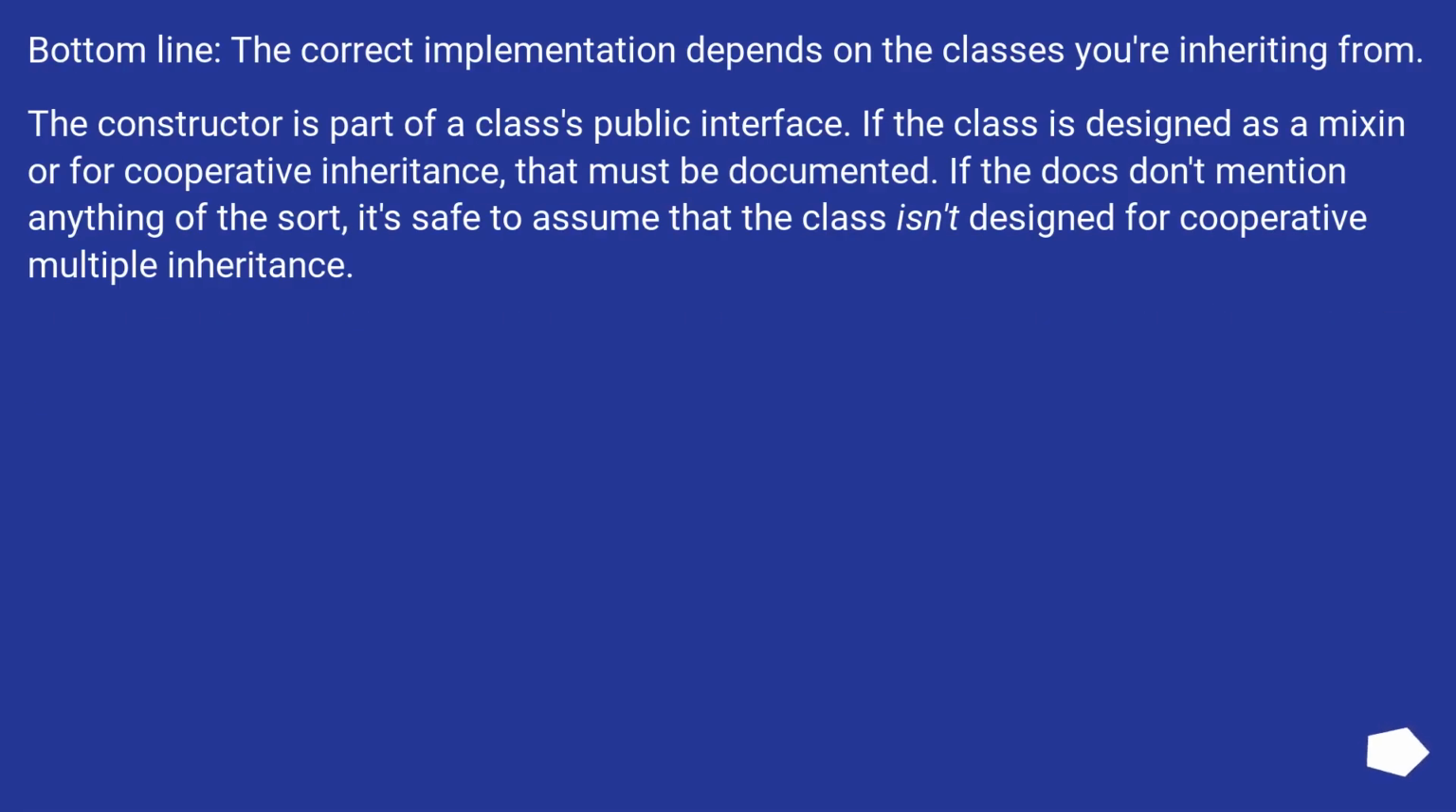Bottom line, the correct implementation depends on the classes you're inheriting from. The constructor is part of a class's public interface. If the class is designed as a mixin or for cooperative inheritance, that must be documented. If the docs don't mention anything of the sort, it's safe to assume that the class isn't designed for cooperative multiple inheritance.